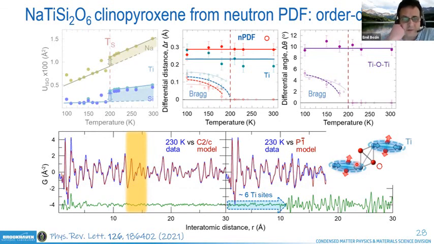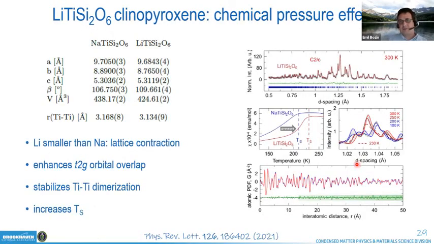Another aspect of the neutron measurements that we did is we actually also studied the lithium sister compound to explore the effects of chemical pressure. As it turns out, lithium is smaller than sodium, and as such, it contracts the lattice, which in turn enhances t2g orbital overlap and stabilizes the titanium dimerization, and also increases the transition temperature. We do see a similar type of persistence of the local structure on some level in this system as well. But the most important message of this is that orbitals are indeed relevant for this transition.